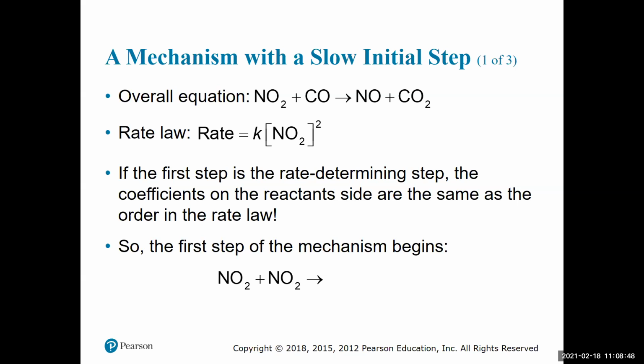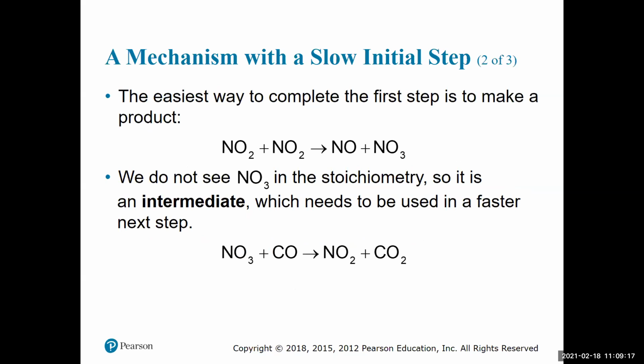Anybody remember? I see a 2, that's right. It's a 2 because even though we only have one concentration, it's squared. So that tells us the order of the rate, but it's the second order. And so what that means is we need to have 2 of these NO2s, right? So the first step begins with NO2 plus NO2. We're told that the easiest way to complete this reaction is to make NO plus NO3.